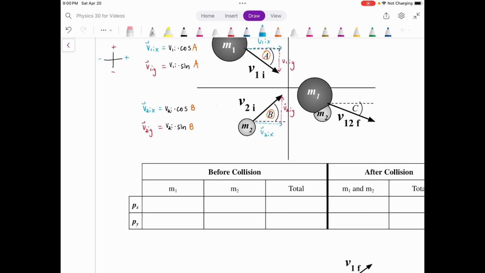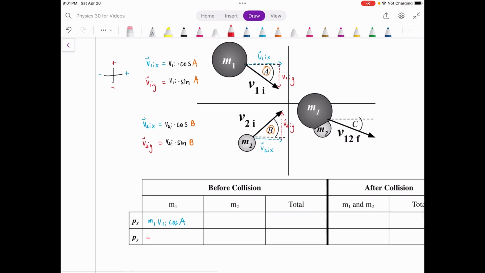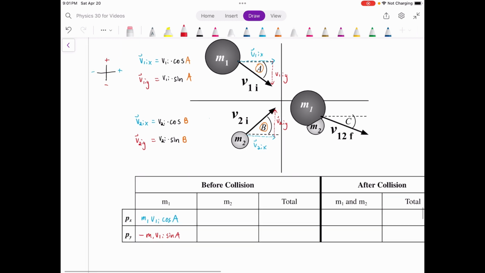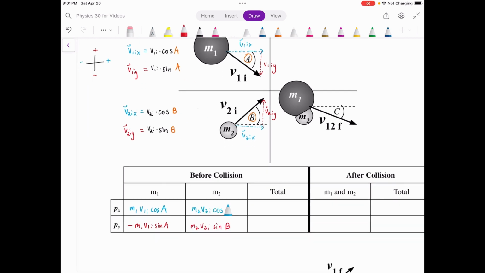So, right, same old, same old. What's the momentum of object 1 initially in the x-axis? It's its mass times the x component of its initial velocity, right? So mass 1 times v1 initial times the cosine of that angle A, right? Repeat for the y-axis, but remember that it's a negative here. So negative mass 1 times v1 initial times the sine of A, right? Just using the x and y components of the initial velocity that we found to find the x and y components of its initial momentum, which is just those components times the mass, P equals mv. For object 2, we get this, right? Those components times the mass of object 2.